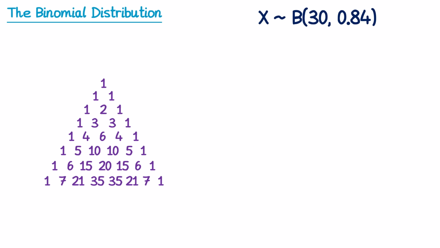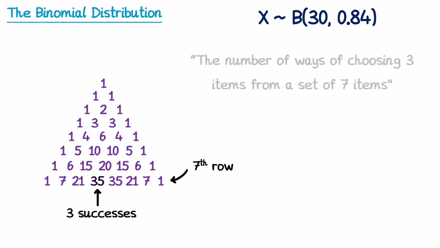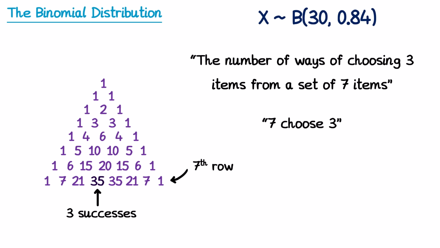If we return to the triangle and this number 35 that we used a moment ago, this number was in the 7th row and corresponded to 3 successes. Another way of interpreting this number is the number of ways of choosing 3 items from a set of 7 items, which we can shorten to 7 choose 3. Or even shorter, we use the notation 7 capital C 3 to represent 7 choose 3. So 7 choose 3 is 35. Now it just so happens that your calculator understands this notation and can do that calculation for you.